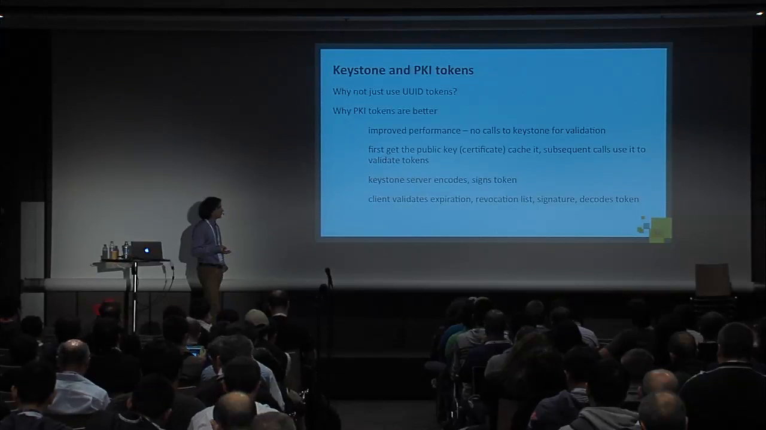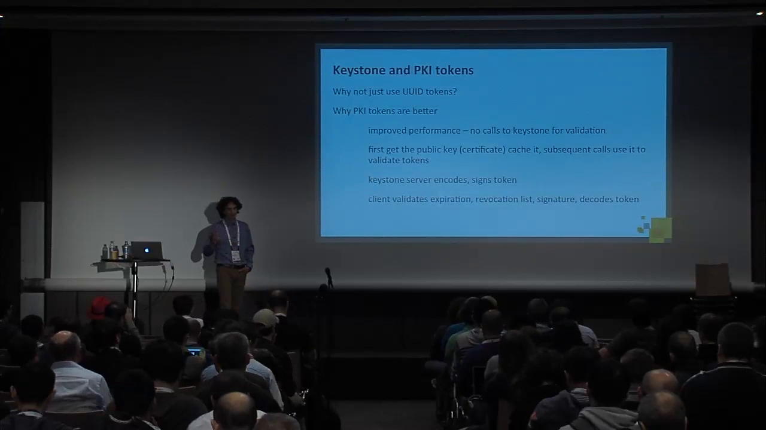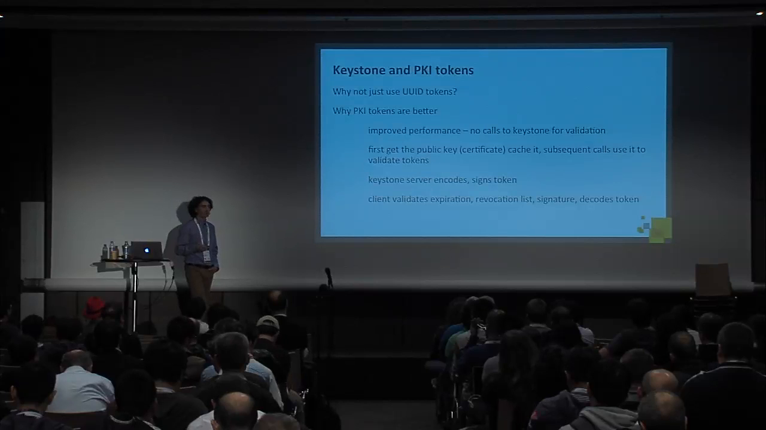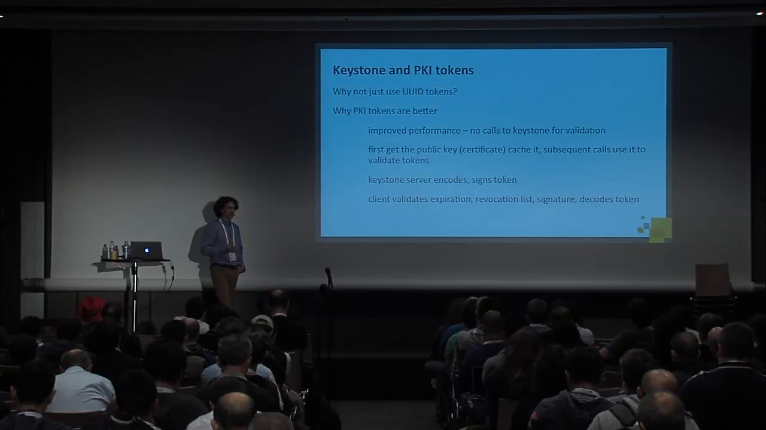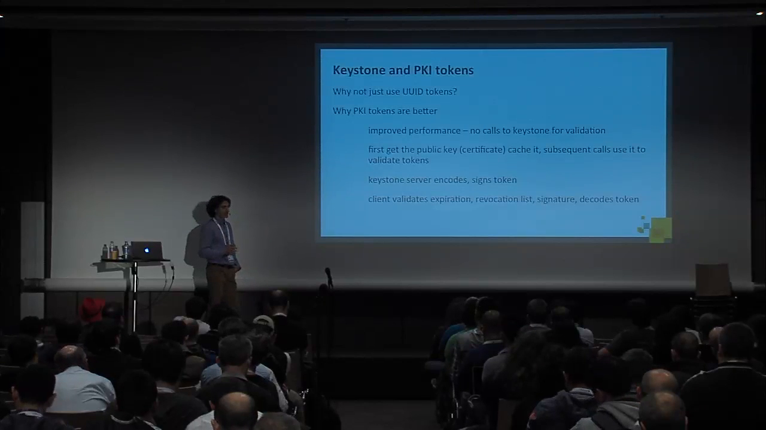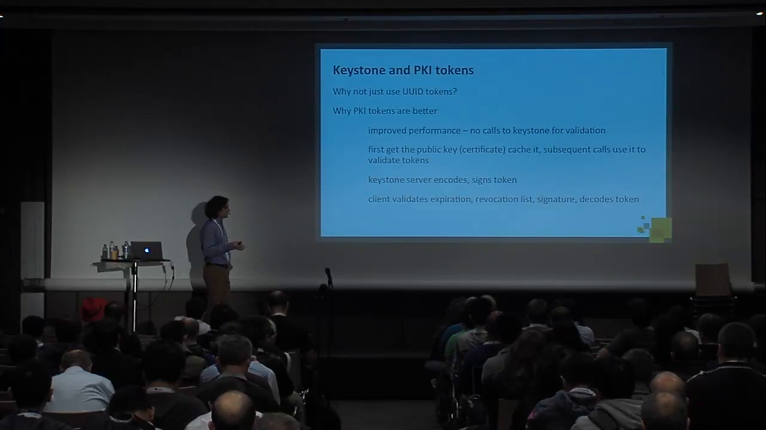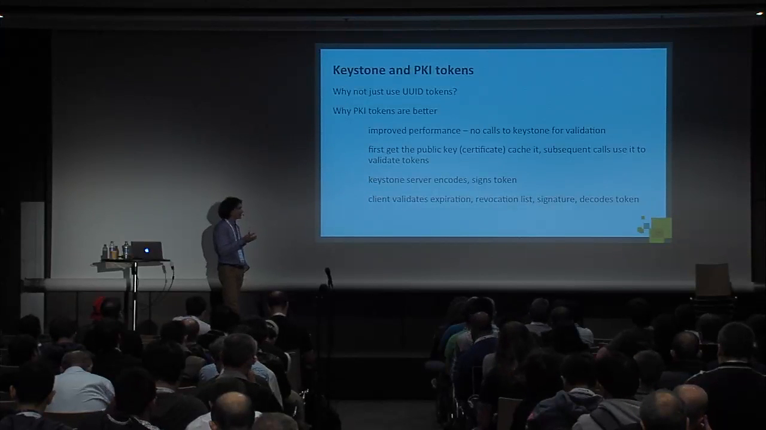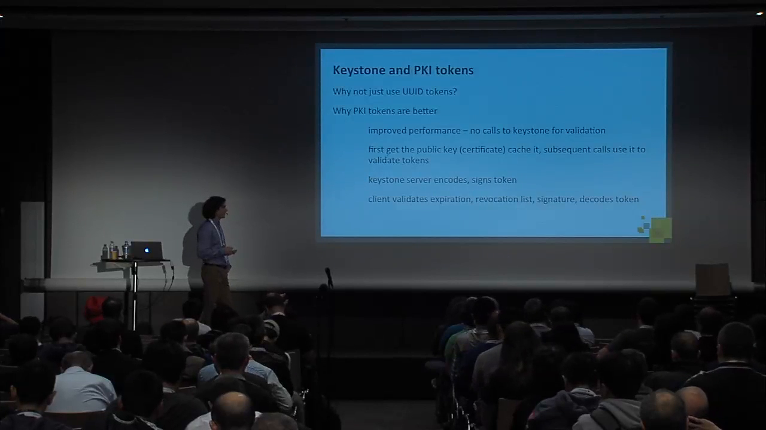There's some misconception there: I switched to PKI tokens, my tokens are very secure, and nobody can see the tokens. The tokens are not encrypted. The tokens are only signed and encoded. Anybody can take the token and decode it with Base64 and look at it. So remember that tokens are not encrypted. They're signed. There's a certificate expiration, and there's a client that can validate the expiration on the signature. There were some problems before with the revocation list, but they should be fixed by now.